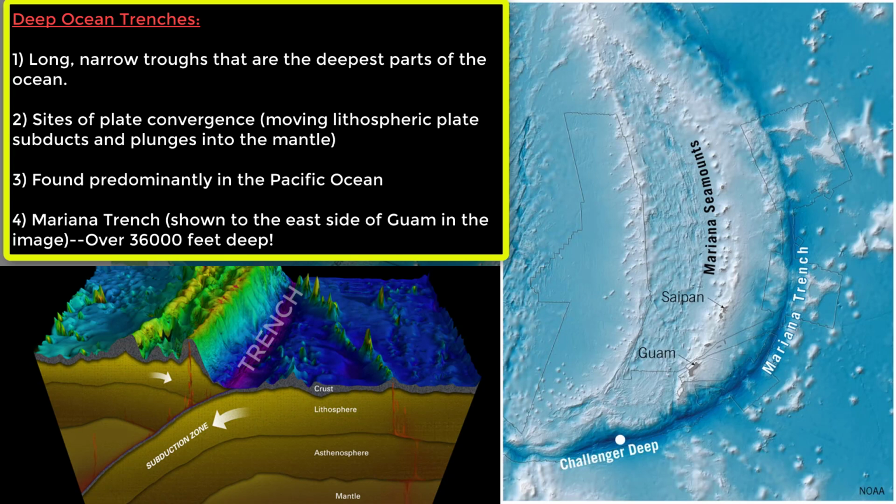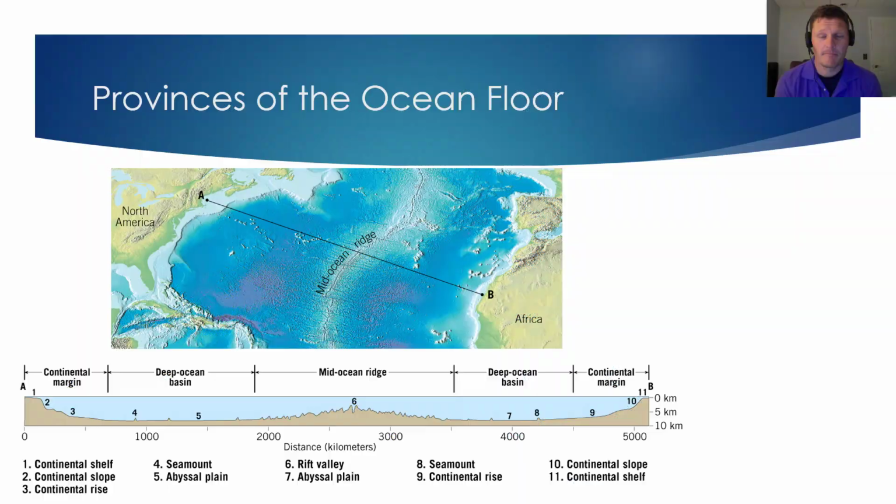I've already mentioned that deep ocean trenches are the deepest parts of oceans, but it is hard to wrap your mind around just how deep these things really are. As an example, the Mariana Trench, which is shown on the screen, is over 36,000 feet deep. And just to put that number into perspective, that's as deep as 120 consecutive football fields lined up end to end. Now I'd like to shift gears and focus on two prominent features of deep ocean basins.